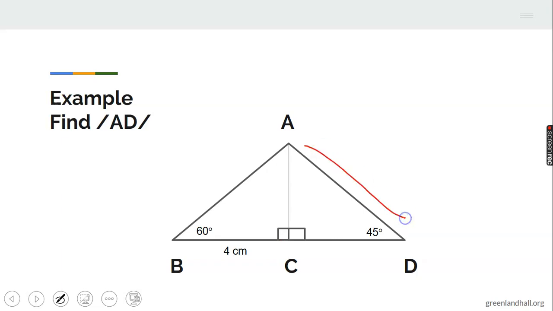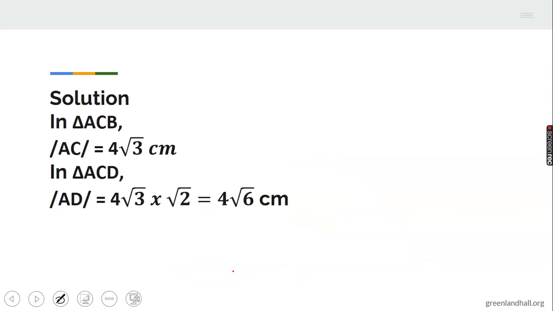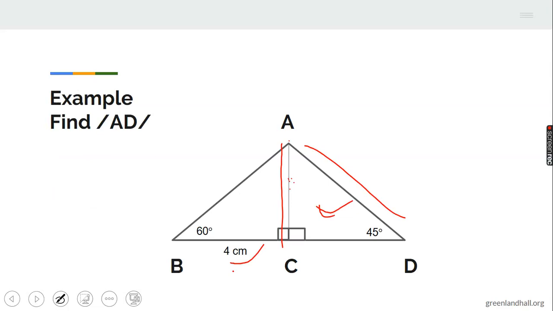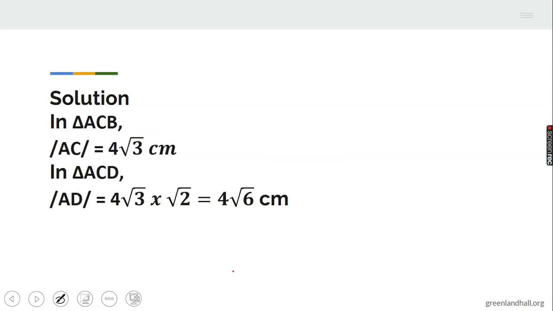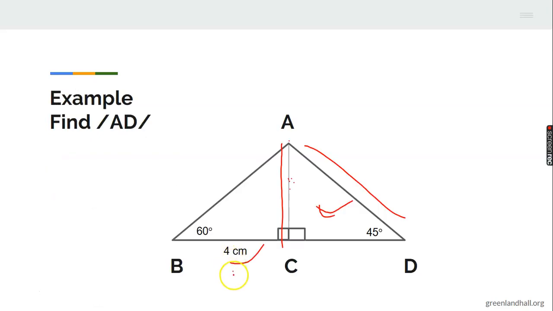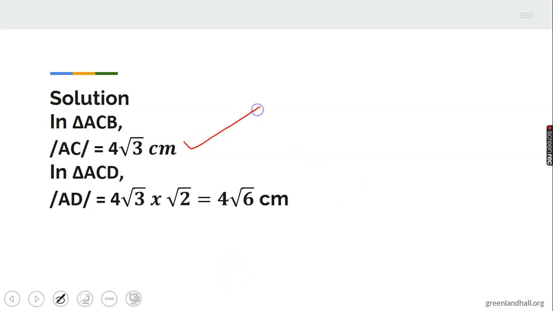Another problem, we have to look for AD here. This AD is the hypotenuse of this triangle. But here, we are given this to be 4. So we can look for AC first. So this is the opposite. We want to look for AC. Once we can get AC, then we can get this. This is the opposite to 60. Opposite over adjacent, that's tan. So we use tan 60. From tan 60, we get AC to be 4 root 3.